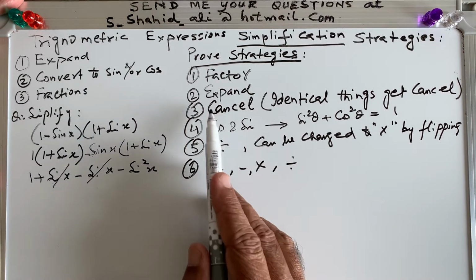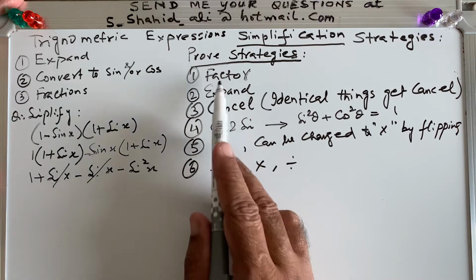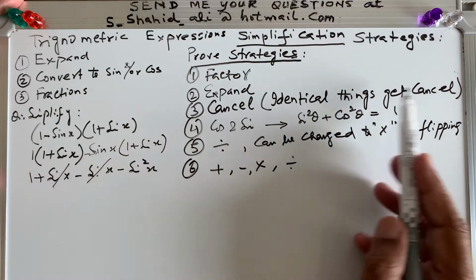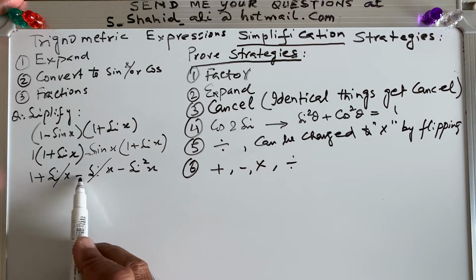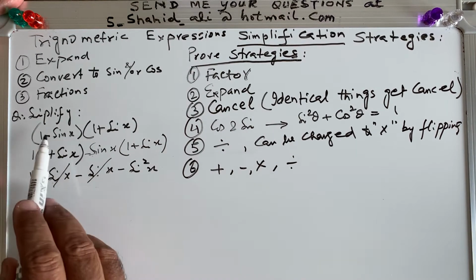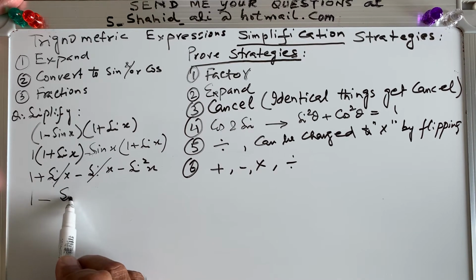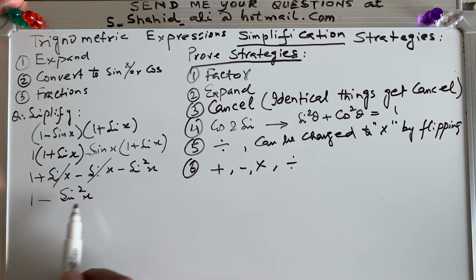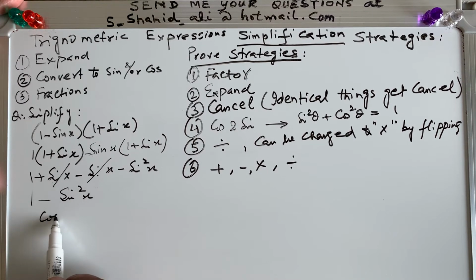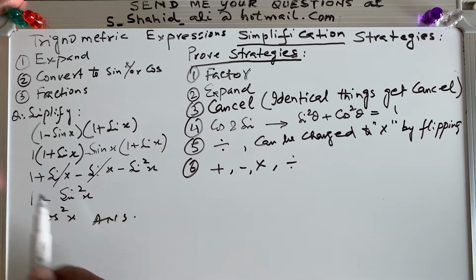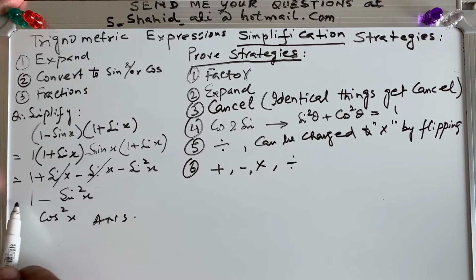So we are making use of all the things we wrote here. Identical things with a plus sign or minus sign get cancelled, and we multiply them. What is left is 1 minus sine square x, and 1 minus sine square x can be written as cos square x. So this is my answer. I am not changing anything in my given question, and I arrived at a simplified result of cos square x. So this was my first example.